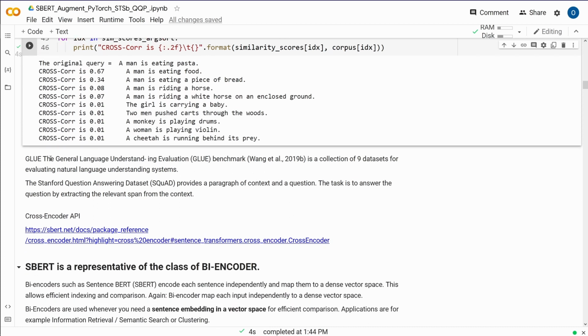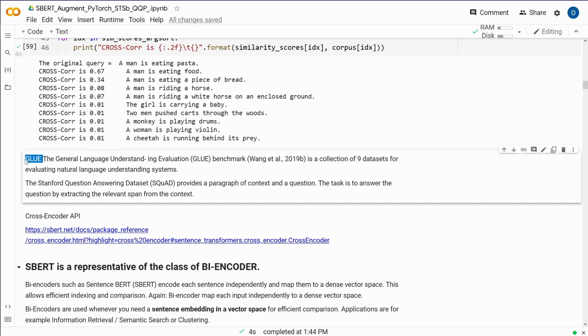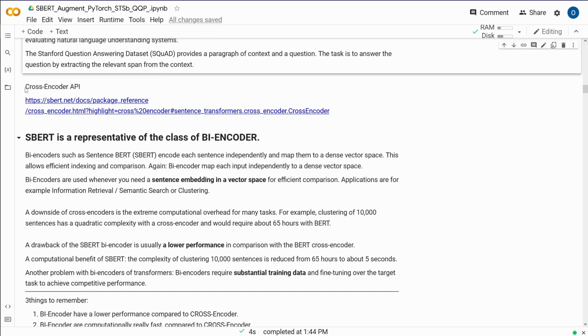Two other notions you might encounter if you're working with data sets. GLUE, General Language Understanding Evaluation Benchmark, is a collection of 9 data sets for evaluating natural language understanding systems. And the famous SQuAD. SQuAD stands for Stanford Question Answering Dataset. It provides a paragraph of context and a question. And the task is to answer the question by extracting the relevant sentences from the context.